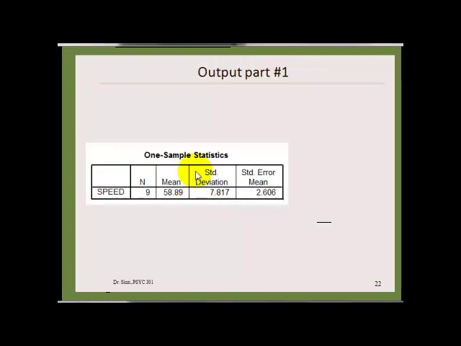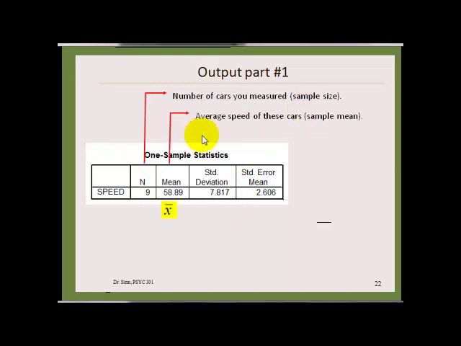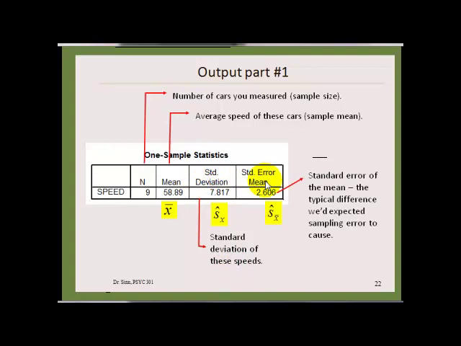2 tables. First one, descriptive statistics. It'll tell you the number of cars that you measured, the sample size. It'll next tell you the average speed of these cars, the sample mean. Then it'll tell you the standard deviation of those speeds. And then it'll tell you the standard error of the mean. So that's the typical difference you'd expect between this and the 55 miles an hour based just on sampling error.